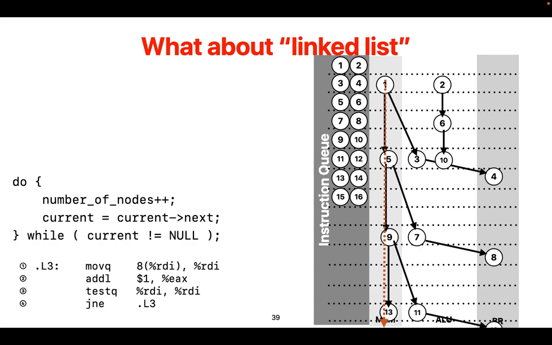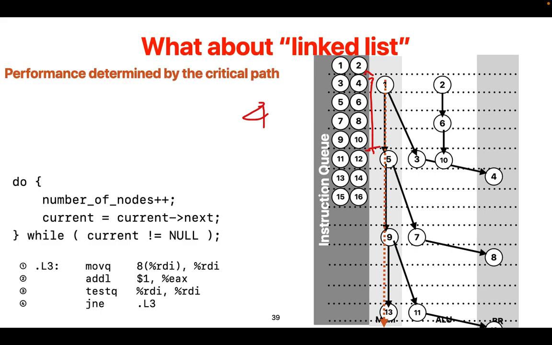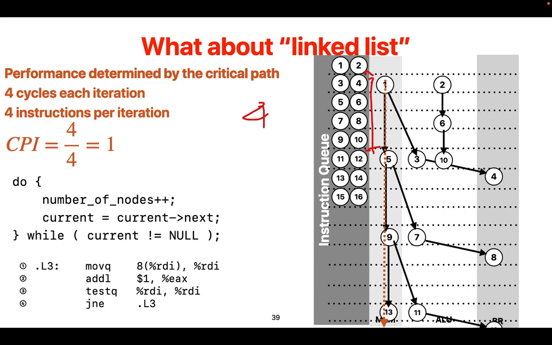How many cycles per iteration now? How many cycles between each node in a critical path? 4 cycles. Okay, so 4 cycles, right? How many instructions in between instruction 1 and 5? 4, right? So actually, 4 instructions per iteration and 4 cycles per iteration. What's the CPI? 1. So the answer is 1.